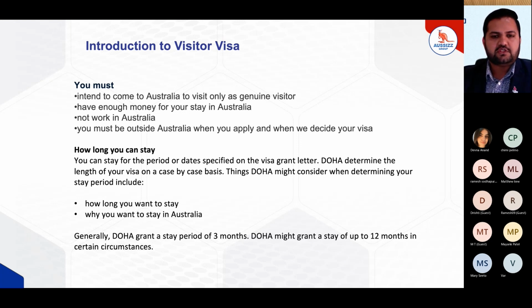But after coming here, obviously you can apply for the extension, as in the different visitor visa stream, if you want to apply for that. How long you can stay can depend on the intention of the application. So normally it's 3 months, in some cases 6 months, some cases 12 months. But normally Department of Home Affairs will grant it up to minimum 3 months and up to 12 months.